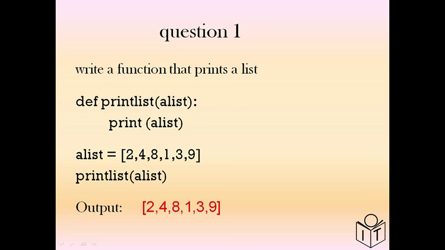Now in the function we've got the print list function name. We've defined it with def in front of it, and a list name in the brackets, and then it's just a simple print statement, print a list. You can print using brackets here in Python 3, and that will print the list 248139.